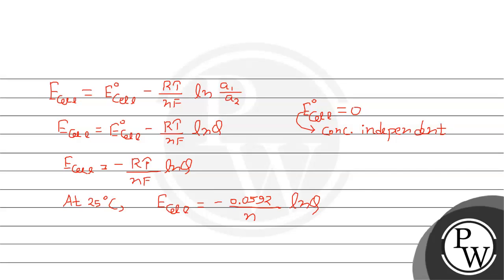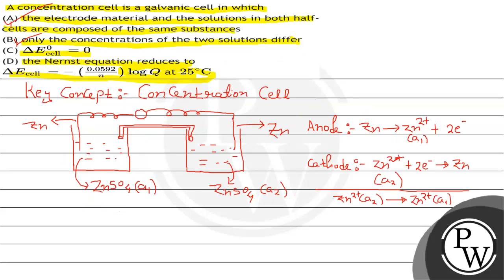Now let's look at the other options. Option C is given, delta E0 cell is 0. Yes. Why? Because it is independent of concentration. And option D, the Nernst equation reduces to delta E cell equals minus 0.0592 by n log Q at 25 degrees centigrade. It is also correct. We have seen it. So all the options are correct.